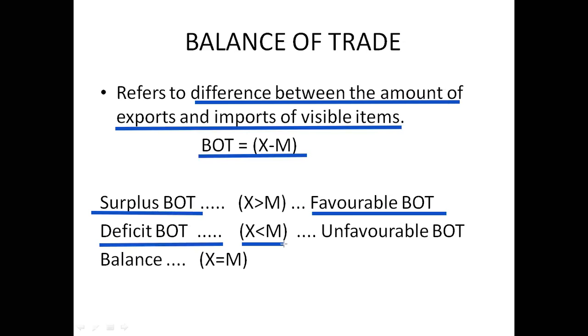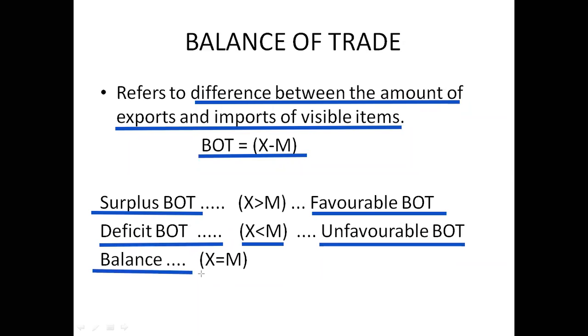तो यानी कि exports कम है, imports ज़्यादा हैं, बाहर से ज़्यादा खरीद रहे हैं, we have to pay more, which means that is the unfavorable balance of trade. Unfavorable क्यों? Because it is not in the favor of our economy. We are importing more, means more money, more foreign exchanges moving out.